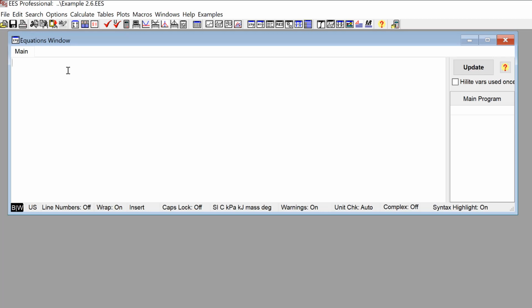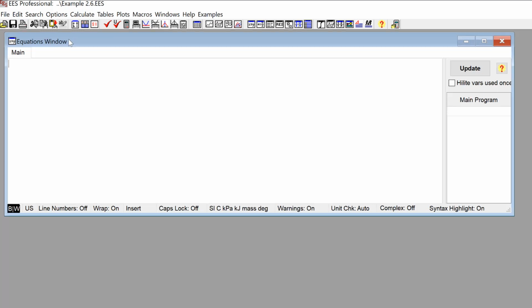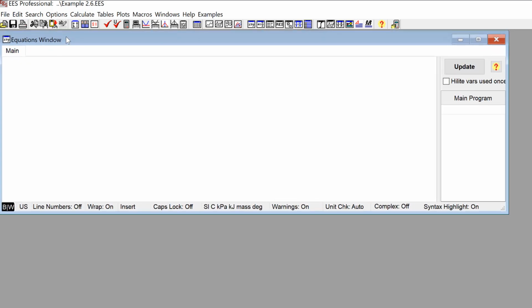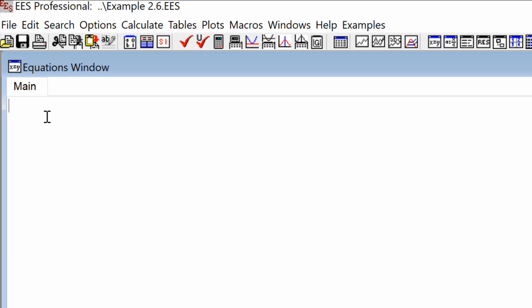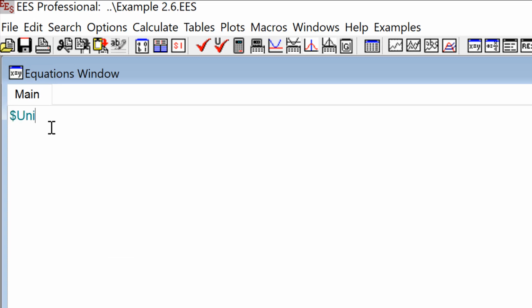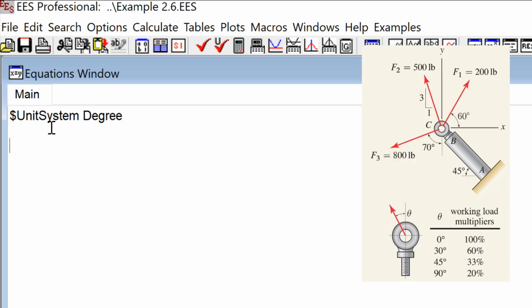So this is EES. The first thing I'm going to do in my equations window is set the unit system, because I can see that there's going to be some angles involved in specifying these vectors. So unit system, degree, to make sure that I know what units I should use for the angles as I'm assigning these vectors. And then the next thing I'm going to do is set up these three vectors.